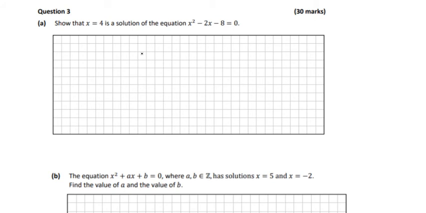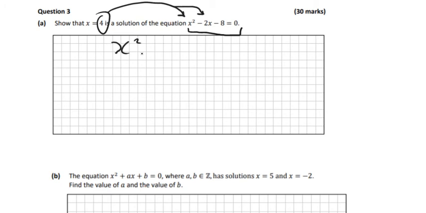Hi folks, so this is question 3. For the first part, show that x equals 4 is a solution of x squared minus 2x minus 8 equals 0. So it's easy enough. All you have to do is put in a 4 instead of the x in both places and just make sure that it equals 0.